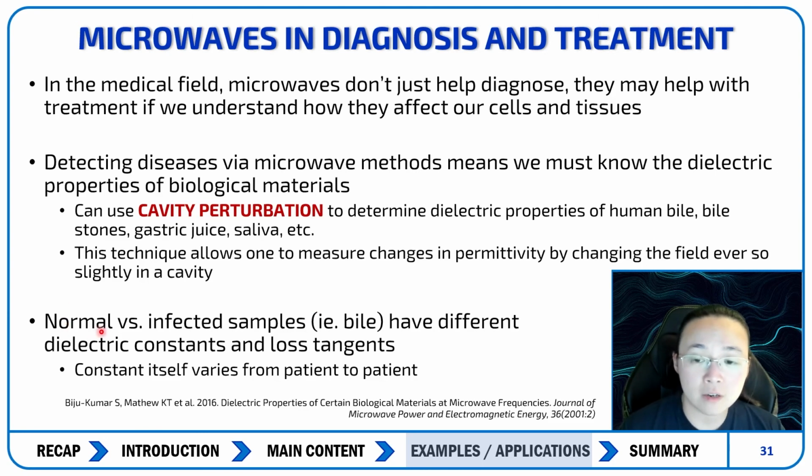So, as I said here, normal versus infected samples, like bile, will have different dielectric constants and loss tangents, and the constant itself is going to vary from patient to patient, but there is a consistent increase or decrease in signal based on what kind of infection you have. So this paper, if you want to learn more about it, it goes through a review of how they were able to detect normal versus infected samples of bile between different patients.